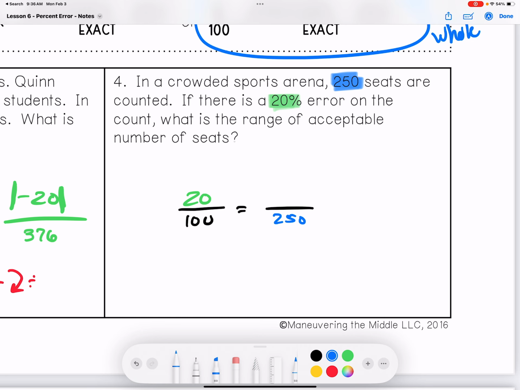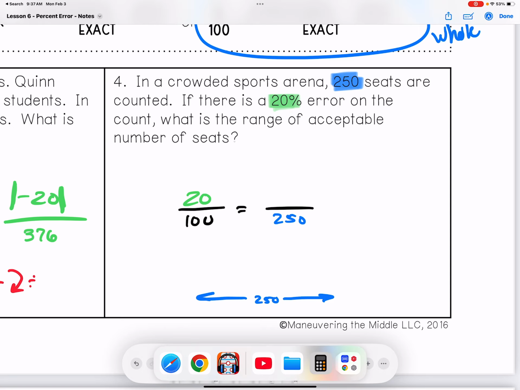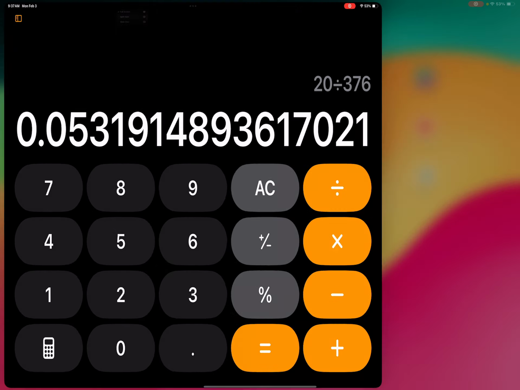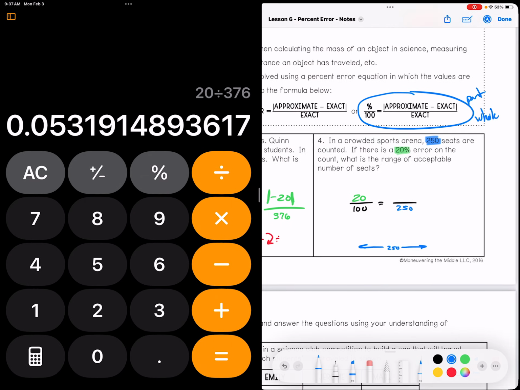What is the range in which they can be off? Okay, well, first of all, we got to figure out what 20% of 250 is. Then they can be off, up, or down of 250. So if 250 is in the middle, they can go how many ever that way, and they can go how many ever that way. But we need to figure out what 20% of 250 is. Okay? So remember in our calculator, let's do split view again.